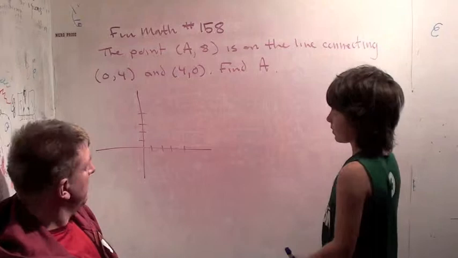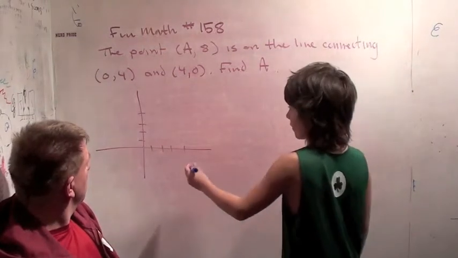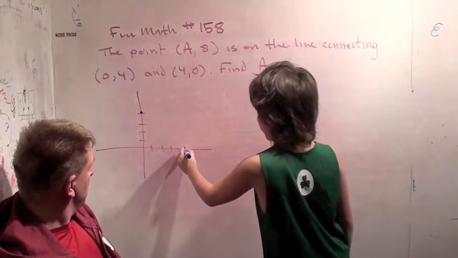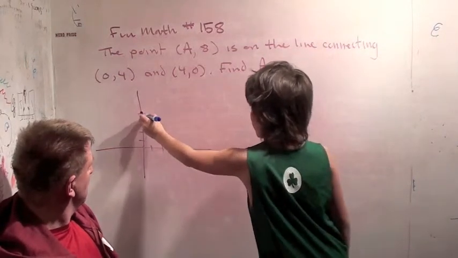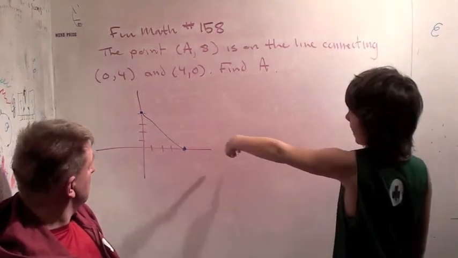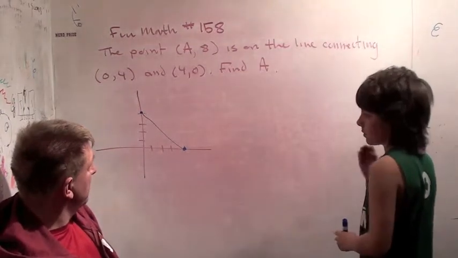Okay, go ahead. So (0, 4) is here. Alright. And (4, 0) is right here. Okay. So we got this line. That slope should be negative. So let's find the slope.